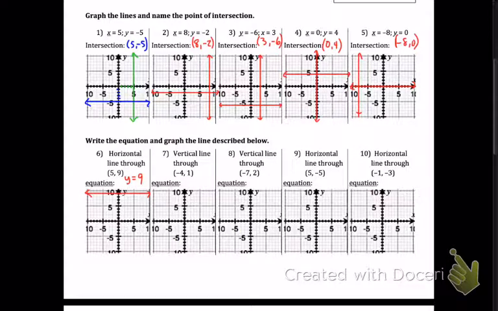Okay? Vertical, number 7. Is that going to be x equals or y equals? Vertical lines are x equals. X equals what? Well, in this case, what does x equal? Okay, see if you can figure. Go finish this. See if you can. If you got questions, come see me, ask me, whatever.